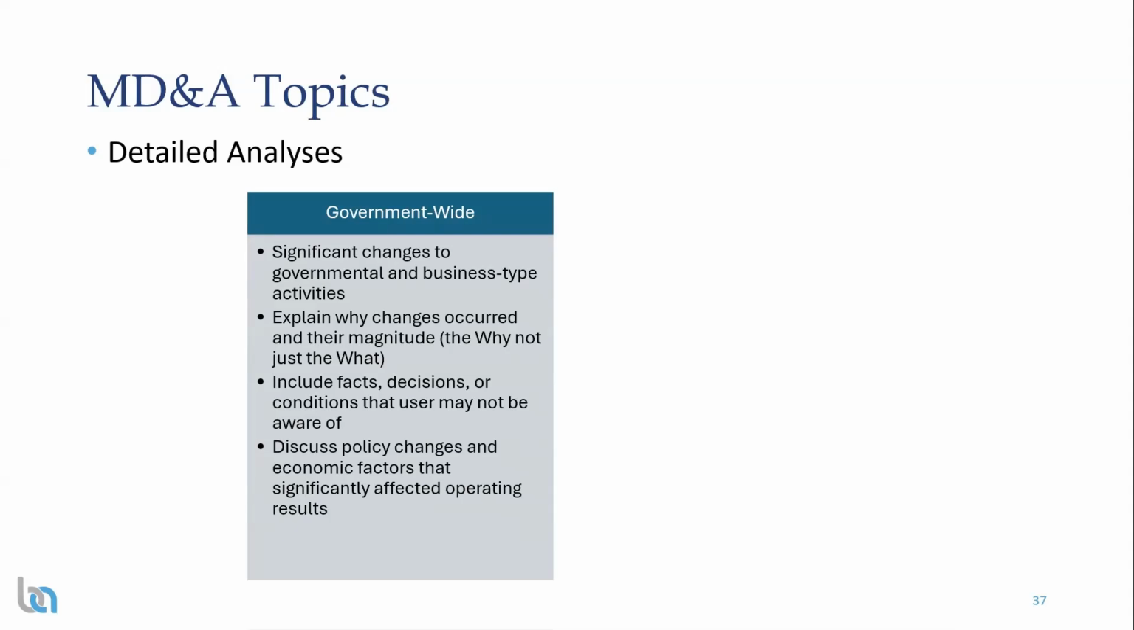So for the government-wide, you need to provide significant changes to governmental and business-type activities. You need to explain why changes occurred and their magnitude, the why, not just the what. And this is really critical.